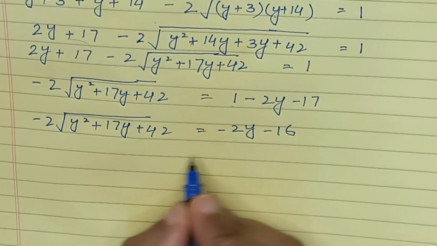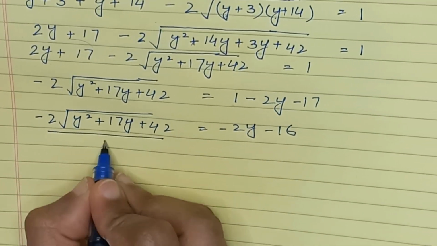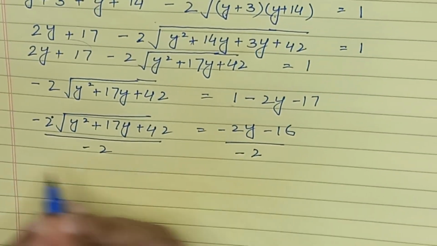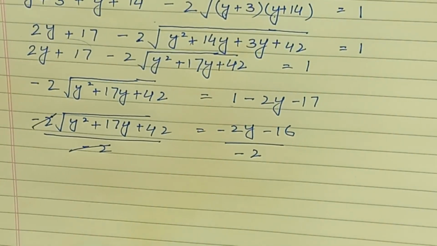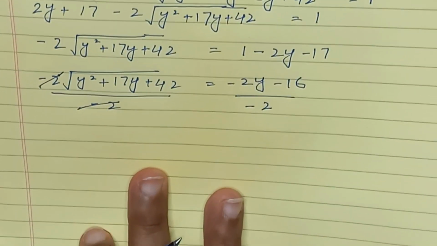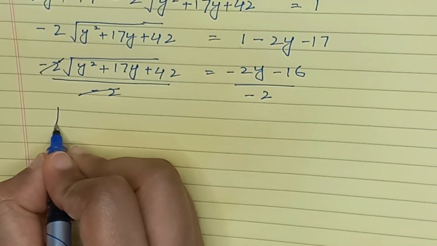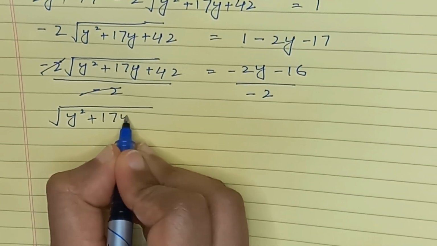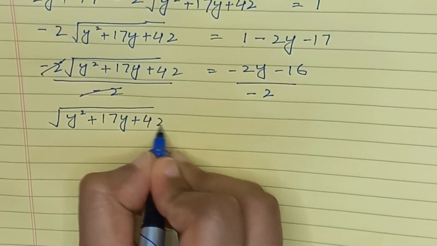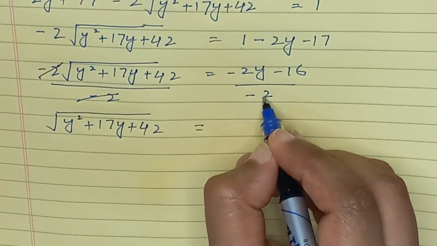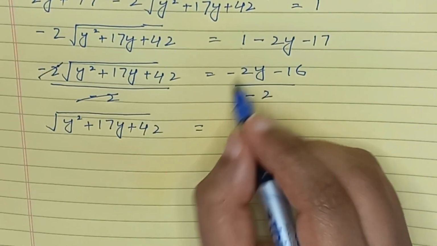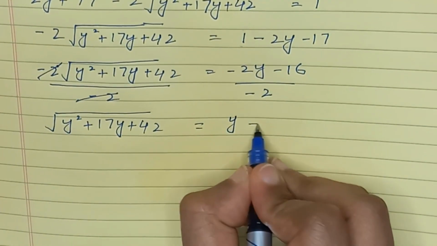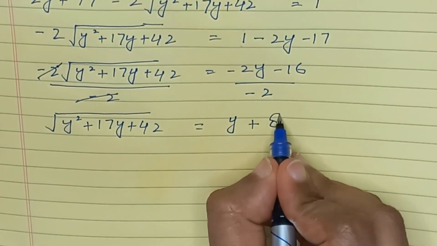Now we can divide both sides by 2. So negative 2 and negative 2 will be cancelled out, and it will become square root of y square plus 17y plus 42, and from here negative 2 and negative 2 will become cancelled out and it will become positive y. From here negative will become positive, and 2 8 times 16.